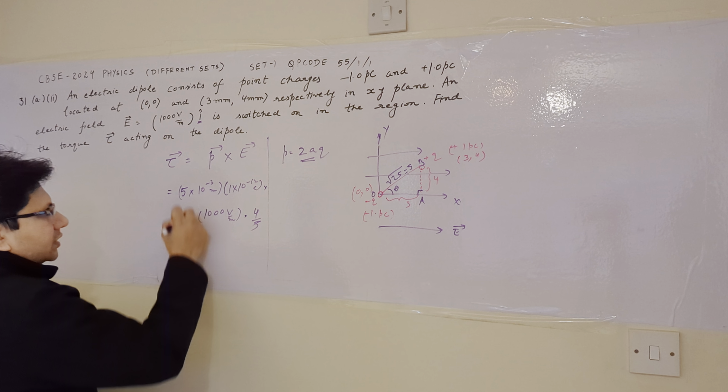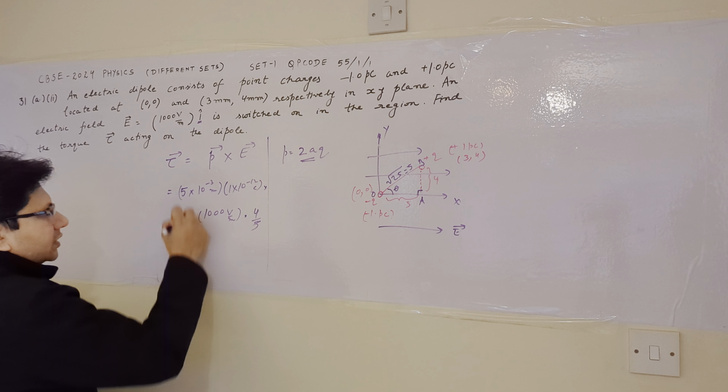For the unit, we can also see that this meter cancels with this meter, and this is basically coulomb and this is volt. So this is volt into coulombs, or we can say it is in newton meter. Newton meter is also the unit of torque. So this is the value of the torque acting on the electric dipole placed in the uniform electric field. Now suppose we also want to know the direction of this torque.